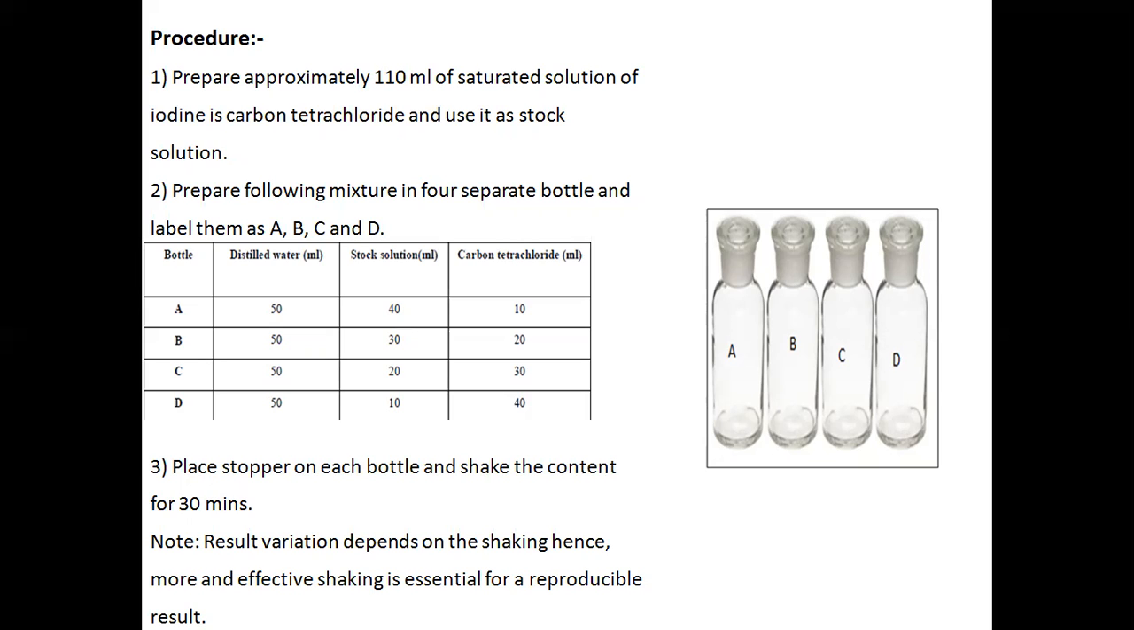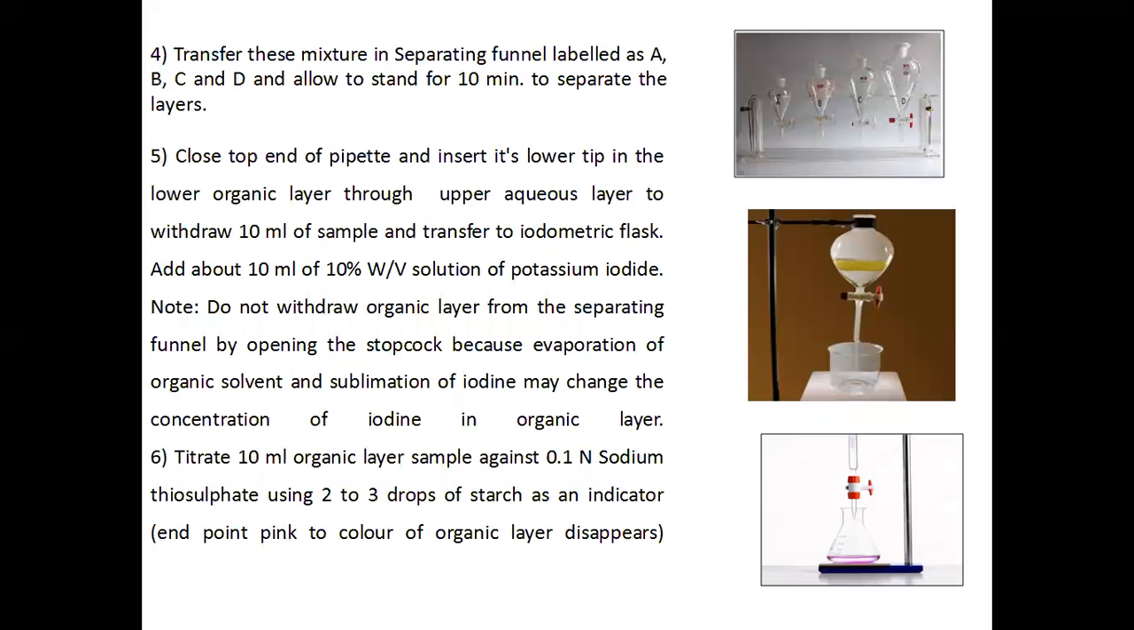D bottle will contain 50 ml distilled water, 10 ml stock solution and 40 ml carbon tetrachloride. Place stopper on each bottle and shake the content for 30 minutes. Note that result variation depends on the shaking, hence more and effective shaking is essential for reproducible result. Transfer these mixtures in separating funnels labeled as A, B, C and D and allow to stand for 10 minutes to separate the layers.